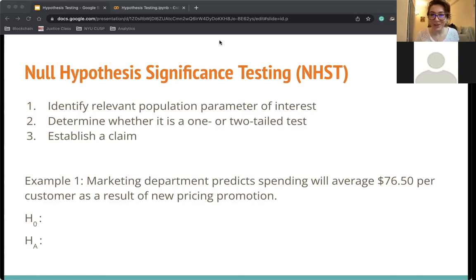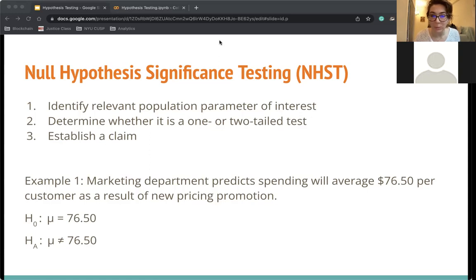So let's start to frame this. Let's just say this is your claim, because you want to suggest that this new pricing promotion will result in more spending per customer. So validating this assumption, we are using the average. So this is our population parameter. We want to know the means, and we want to determine if the population mean differs from the expected value.